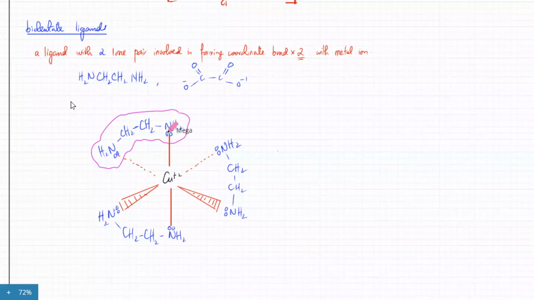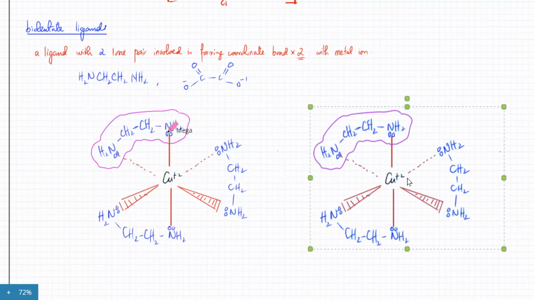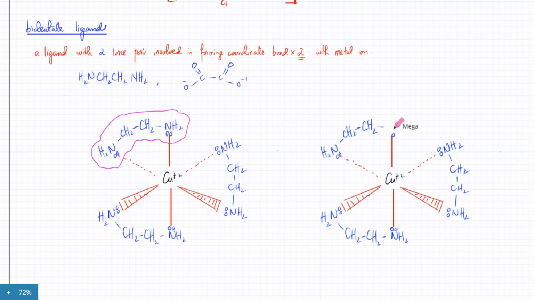Then let's start. We're going to focus on this bidentate ligand, C2O4 minus. It's going to be exactly the same, so I'll just copy paste the previous one. I'm going to remove the previous ligand. Let's just add one C2O4 minus.